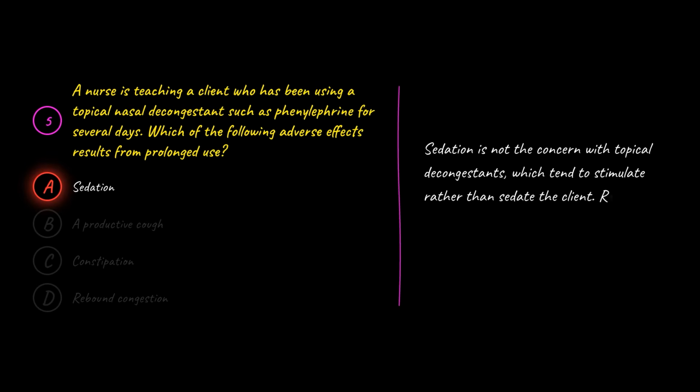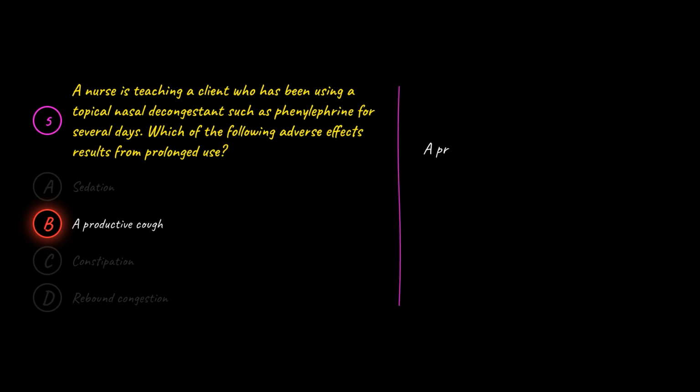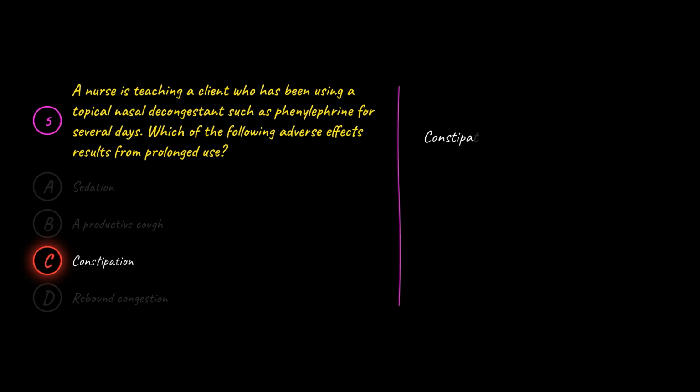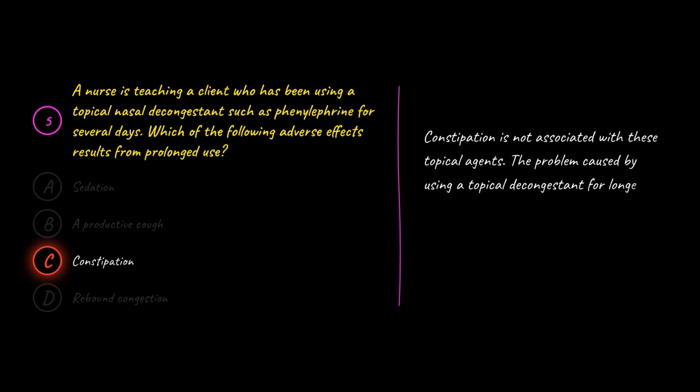Rebound congestion, not drowsiness, is the effect that results from using a topical nasal decongestant for too long. B is wrong because a productive cough is unrelated to overuse of a nasal decongestant. The hallmark of extended topical decongestant use is worsening nasal congestion, so a cough is not the adverse effect that results from prolonged use here. C is wrong because constipation is not associated with these topical agents. The problem caused by using a topical decongestant for longer than the recommended period is rebound nasal congestion, rather than any change in the client's bowel pattern.